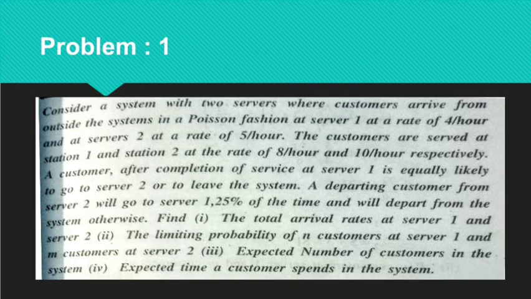Now, to find the total arrival rates at server 1 and server 2, total arrival rates lambda 1 and lambda 2 we have to find. Second, the limiting probability of n customers at server 1 and m customers at server 2. We have to find the general formula. Third, expected number of customers in the system, so Ls we have to find. Finally, expected time a customer spends in the system, so we have to find Ws.